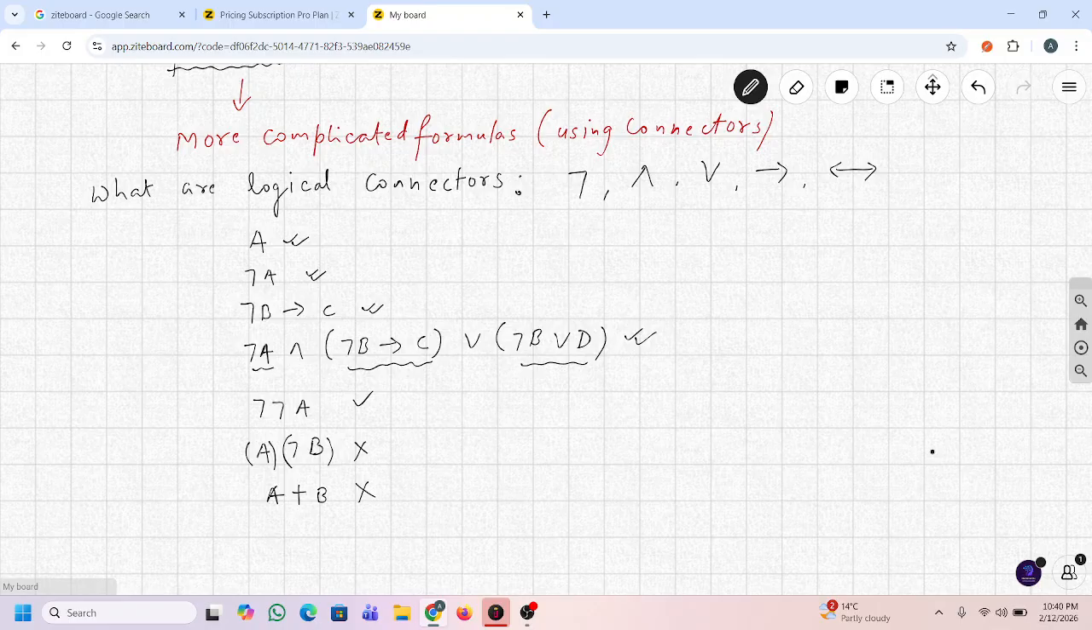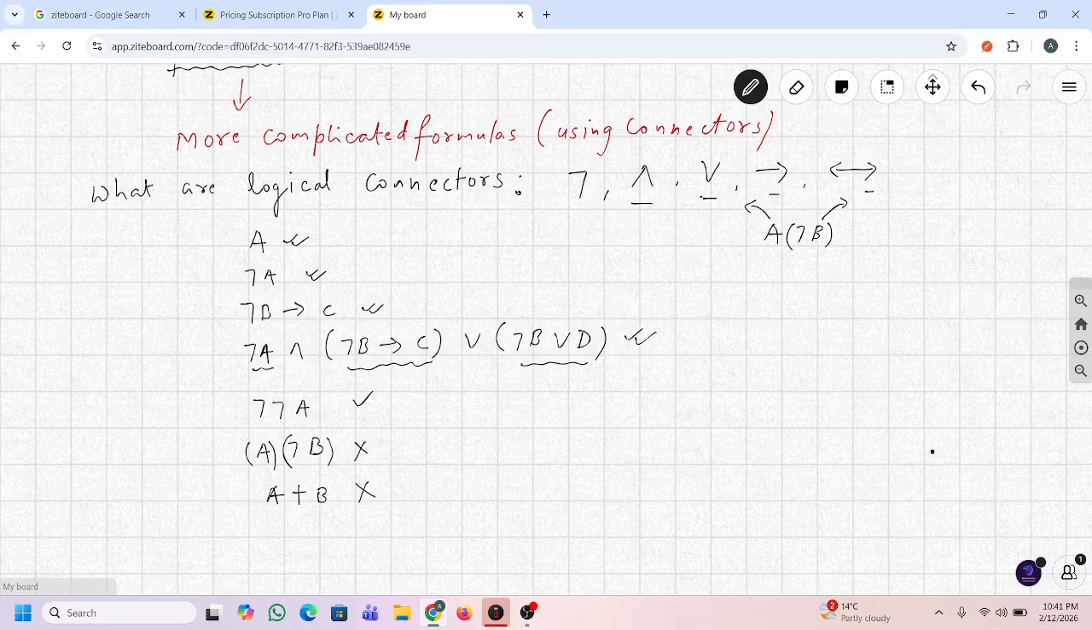Regarding negation, if it is given something like A negation B, here negation of B is a separate symbol and A is a separate symbol. So these two must be connected with other connectors like OR, AND, implication or bidirectional implication. Simply placing negation between two symbols does not make it a formula.